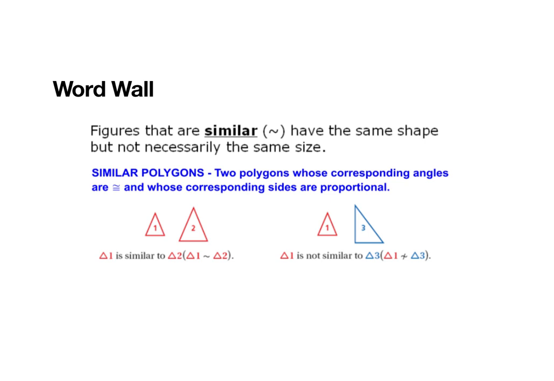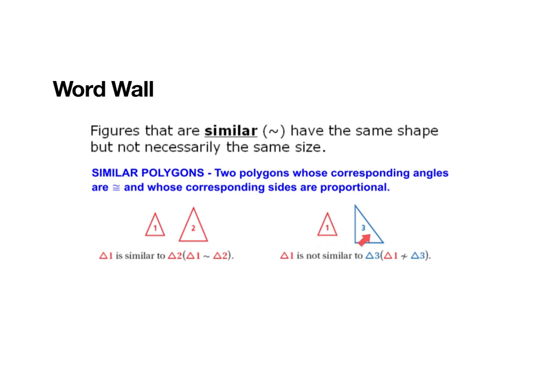Figures that are similar, and we use this symbol to go along with that, have the same shape, but not necessarily the same size. Similar polygons are 2 polygons whose corresponding angles are congruent and whose corresponding sides are proportional. In fact, what we were learning about dilations was so that we could talk about similar figures, because we could find a dilation that would move this triangle, triangle 1, to triangle 2. Triangle 1 is similar to triangle 2. You would write it like that.